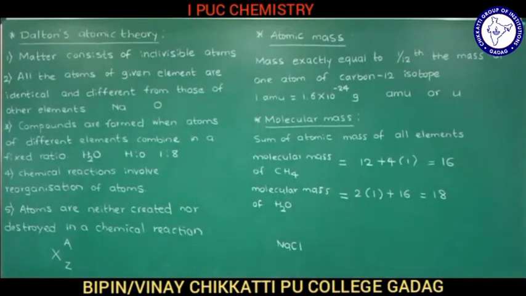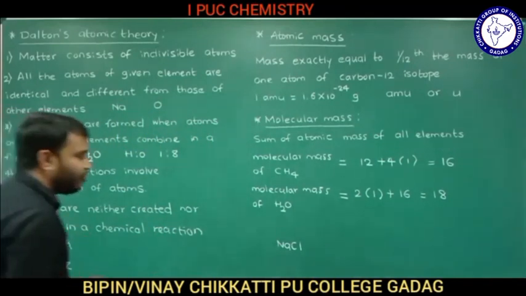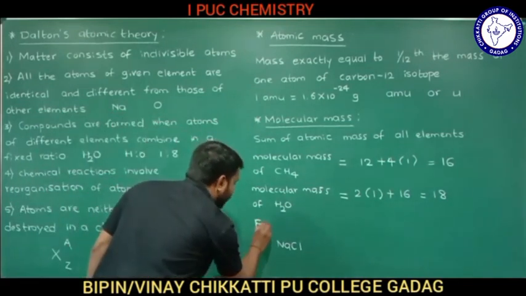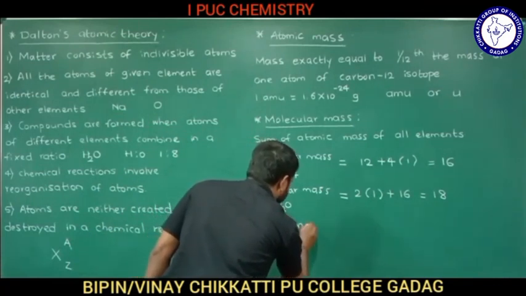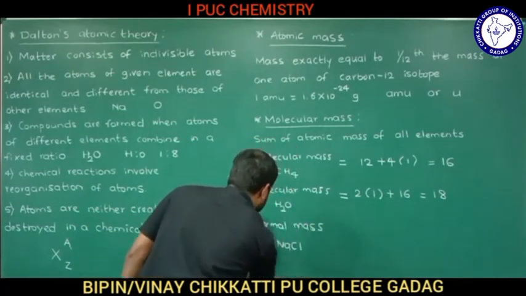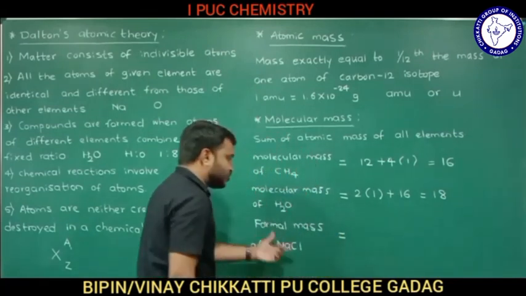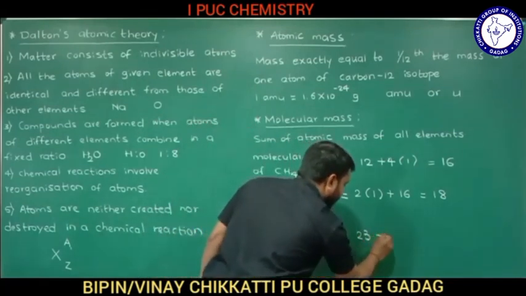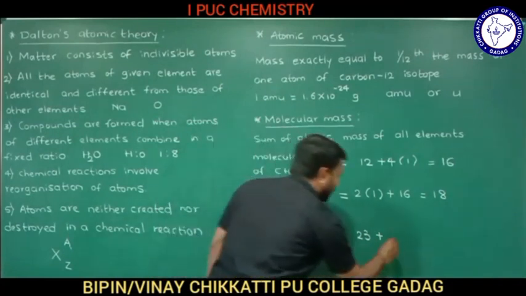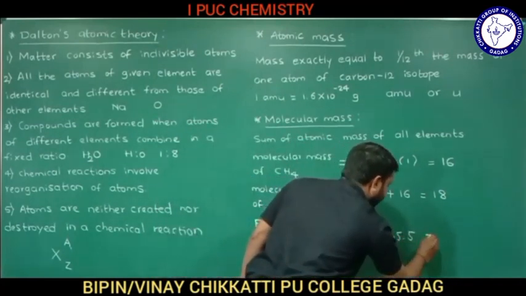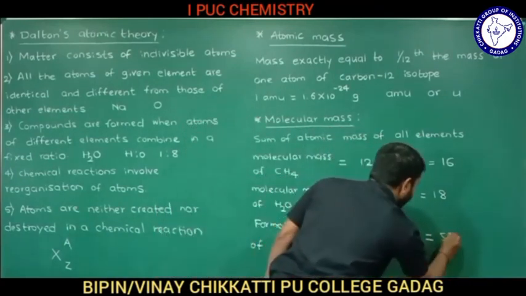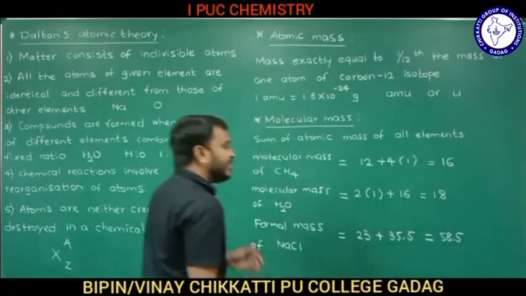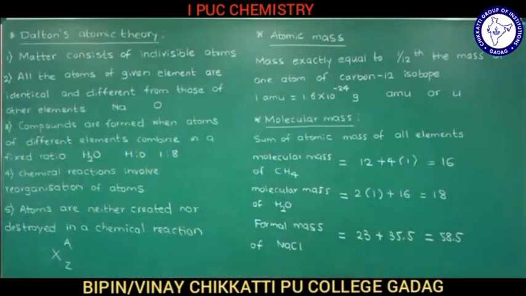Okay, and now we'll calculate what would be the mass of this NaCl, and here I am going to use one more term, that is formula mass of sodium chloride. Okay, and now sodium, it is 23, we know. And one more is Cl, that is 35.5, and 23 plus 35.5, you will be getting 58.5, and 58.5 grams or atomic mass unit, that would be the formula mass of sodium chloride.